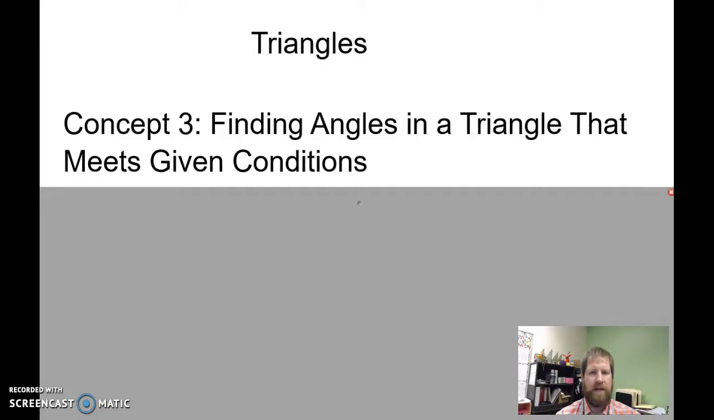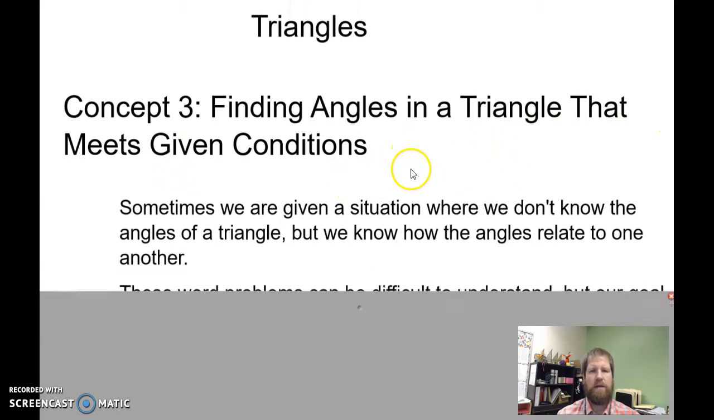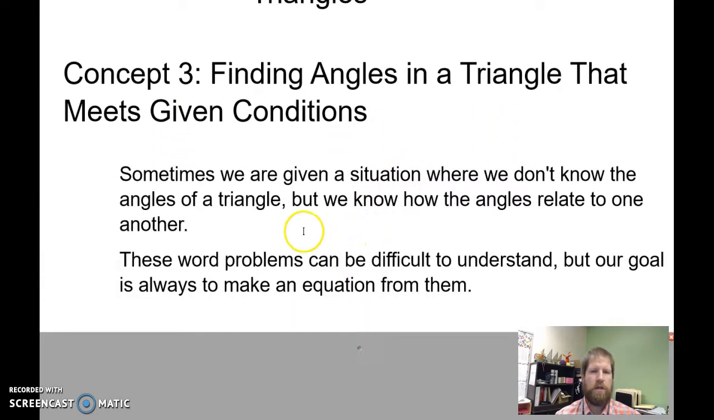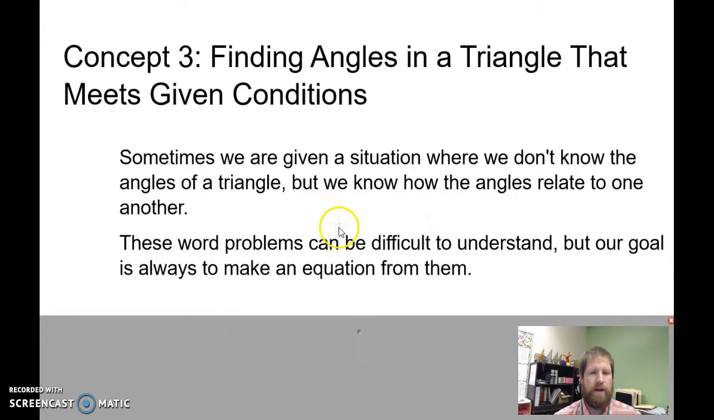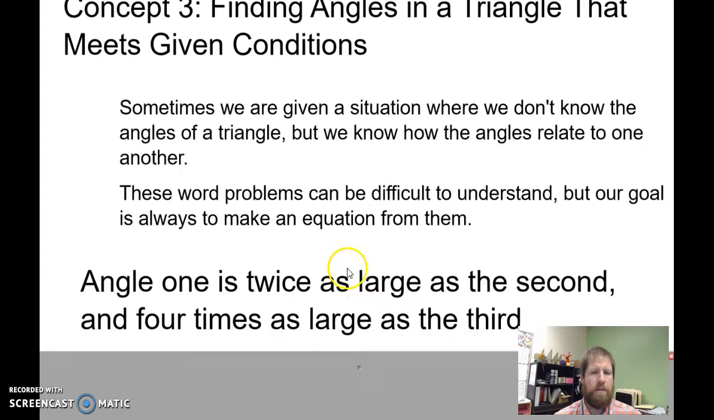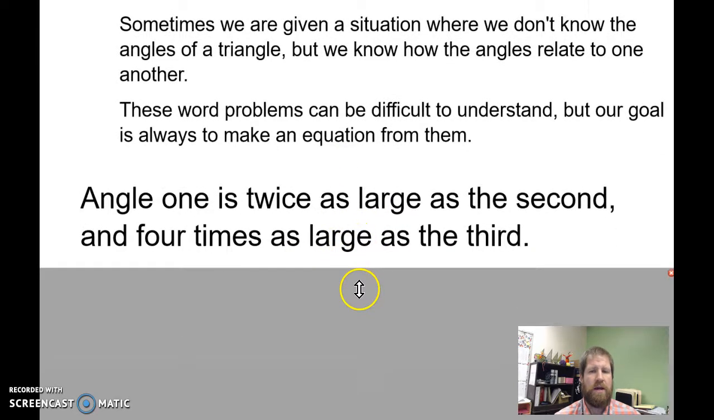Concept 3. Finding angles in a triangle that meets given conditions. Alright, so this is kind of a weird way to say that we're looking at word problems now. So instead of giving us a specific angle value, we are told how the different angles relate to one another. Okay, these can be tough to interpret, but your goal is always going to be to make an equation from them.